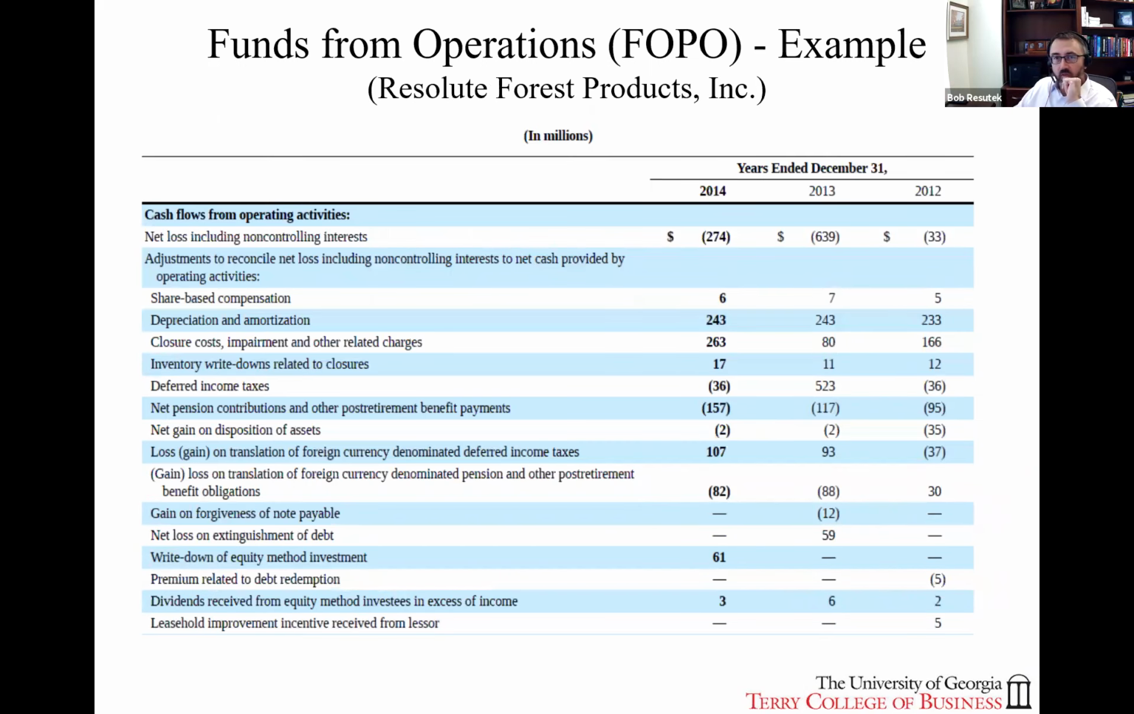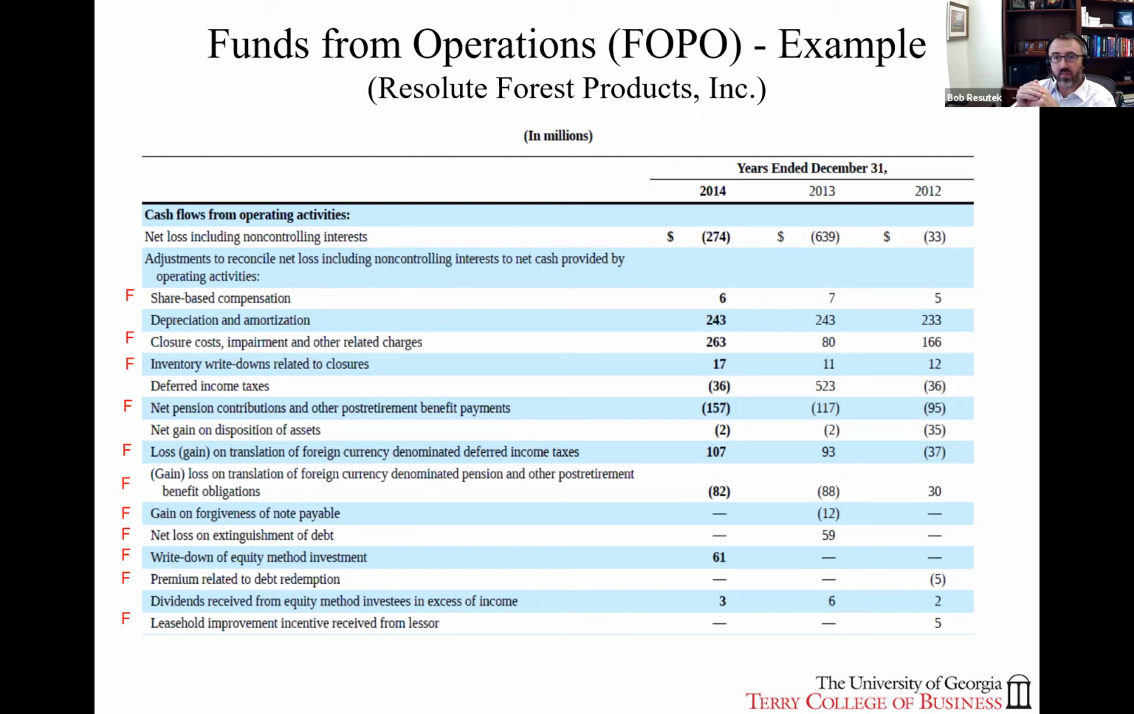Here's another one, Resolute Forest Products. Again, I'd imagine they must be some sort of timber company. Maybe they make paper. But again, there's many different items that factor into FOPO that as researchers we have largely ignored because we don't have access to this data from CompuStat. It's just some of the line items we do. Share-based compensation is a line item within CompuStat, but many of these we don't. Gains on the forgiveness of a note payable. We don't know if that was going to occur. We don't have any item on that.